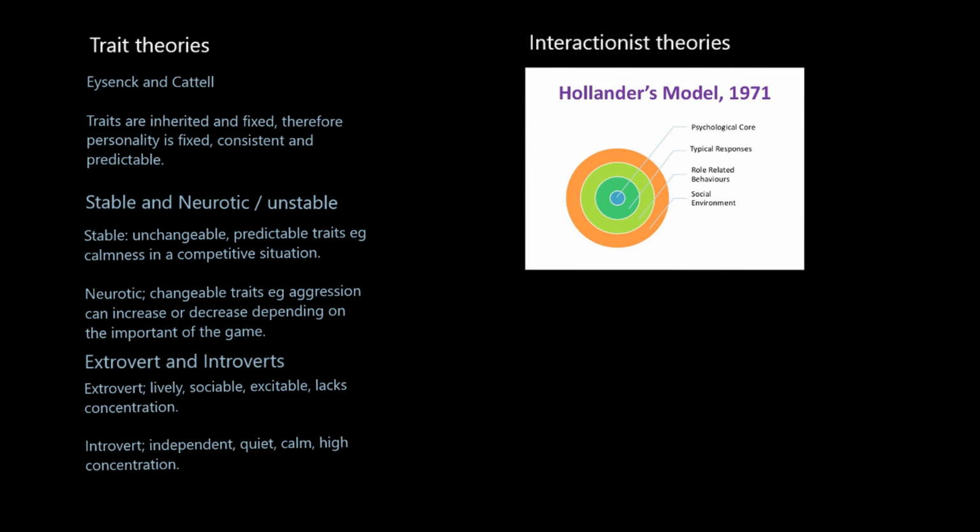And also within this idea of trait theories, i.e. we're born with a certain personality type, we've got extroverts and introverts, or extraversion and introversion. Extroverts are lively, sociable, excitable, but often lack concentration, whereas introverts are independent, quiet, calm, with high concentration. Now, the theory is your team sports are mainly made up of extroverts, whereas your individual sports are mainly made up of introverts. Now, there's quite a bit of debate and issues surrounding that.